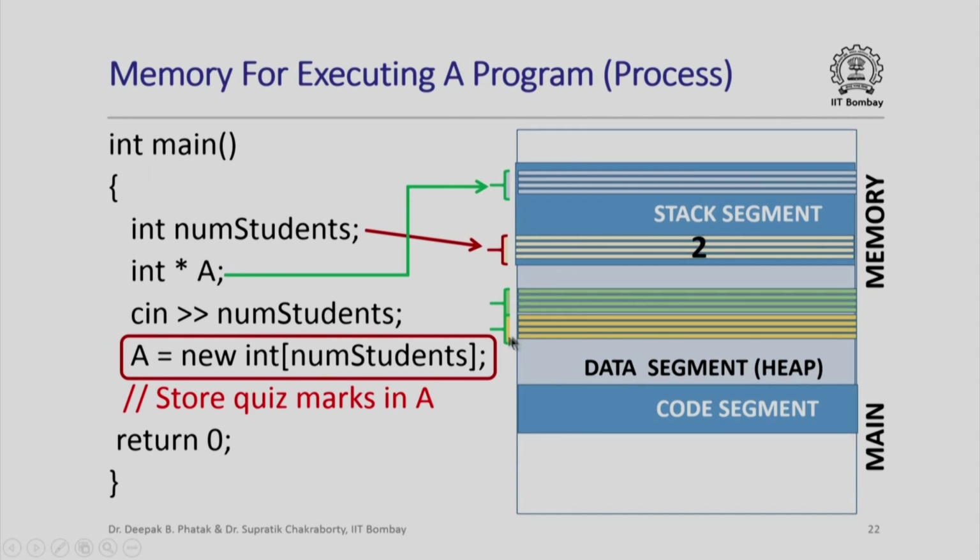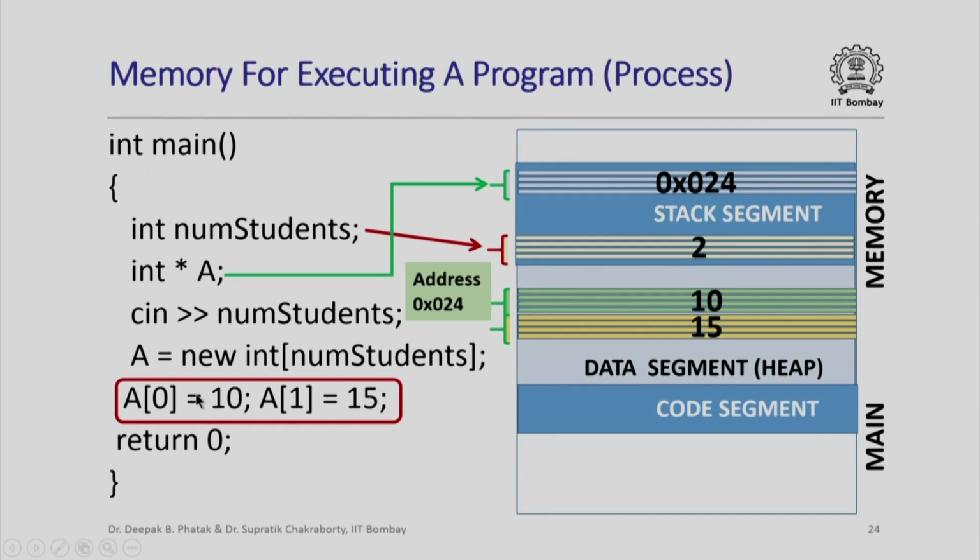when the activation record for main was created. Space for this is now actually allocated from the data segment or the heap, and here you can see I have allocated space for 2 integers. Each integer takes 4 locations, and the address of the first byte of the first of these integers is, let us say, hex 024. So, A is going to contain the value hex 024.